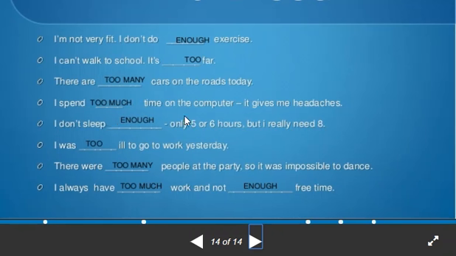I spend too much time on the computer. It gives me headaches. I can't sleep enough. Only 5 or 6 hours, but I really need 8. I was too ill to go to work yesterday. There were too many people at the party, so it was impossible to dance. I always have too much work and not enough free time. You see, a noun here, and we have enough here, so you're supposed to bring enough before a noun.